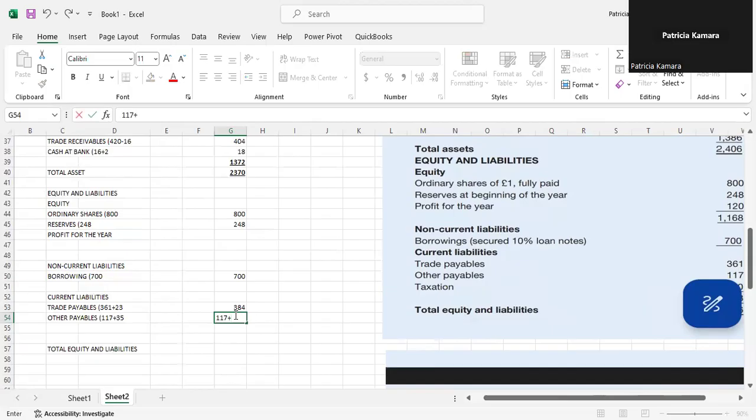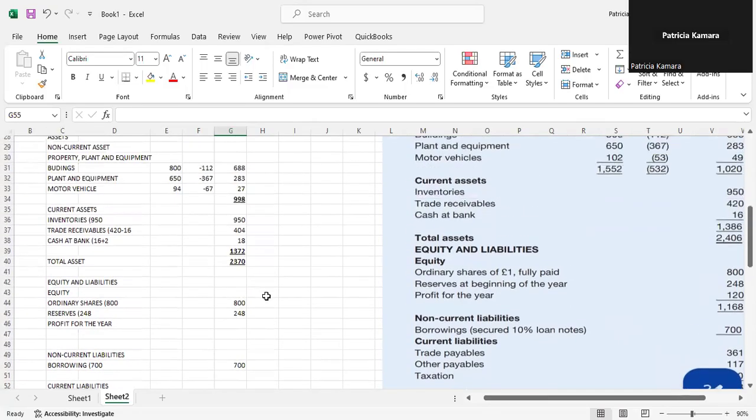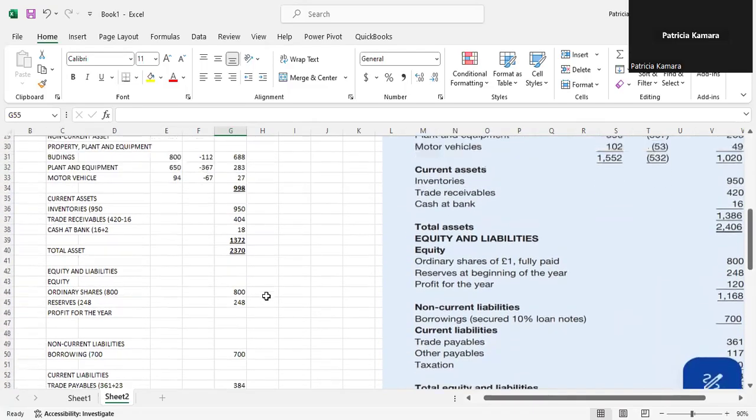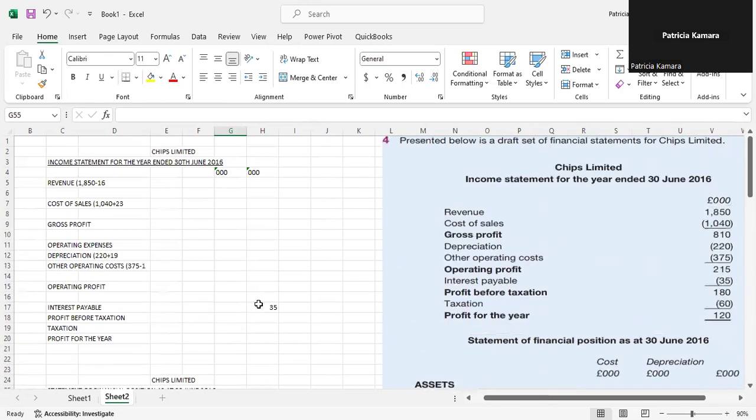And our other payable that we had was 117. We're told that we still have some interest to pay. So this will give us 117 plus 35, giving us 152. So our total equity, let's hold on for now because we haven't gotten the profit figure yet.